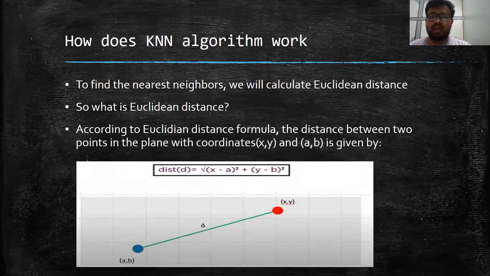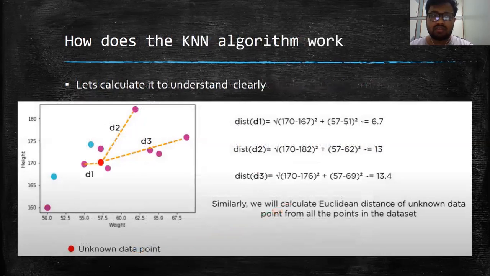So to find the nearest neighbors in KNN, we will calculate the Euclidean distance. So what is Euclidean distance? According to the distance formula, the distance between 2 points in the plane can be given by the square root of (x minus a) whole square plus (y minus b) whole square. So this is the formula of the Euclidean distance. We know that in KNN, everything is done by knowing the position, by knowing the nearest neighbors. That's the reason we are calculating the Euclidean distance here.